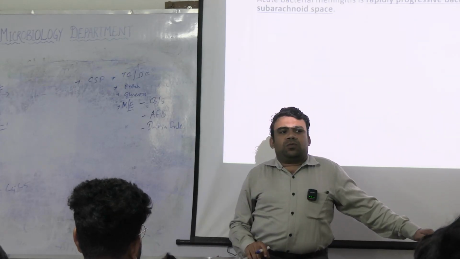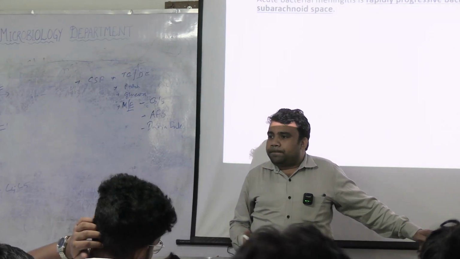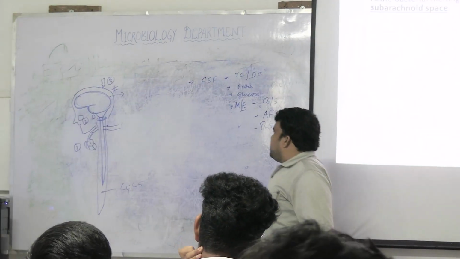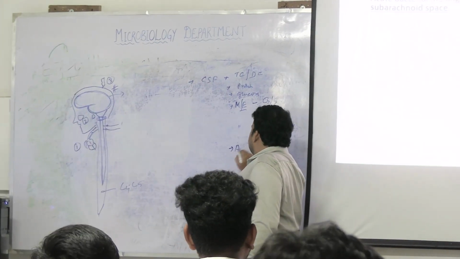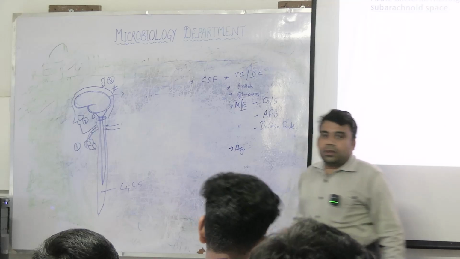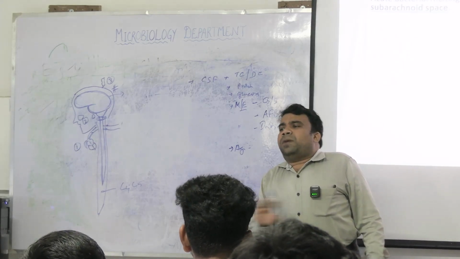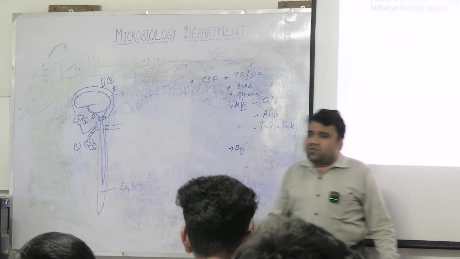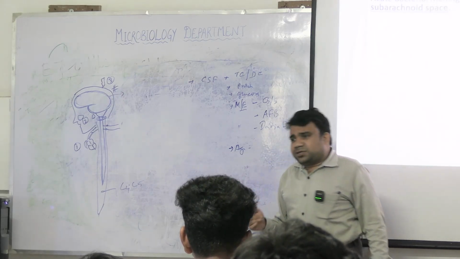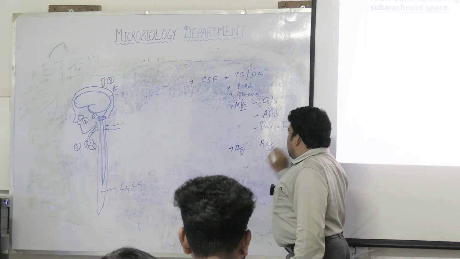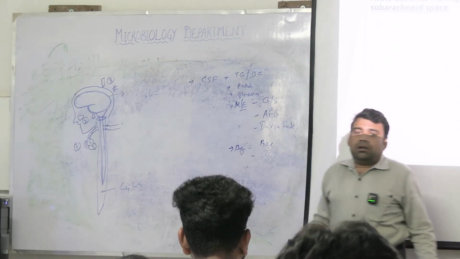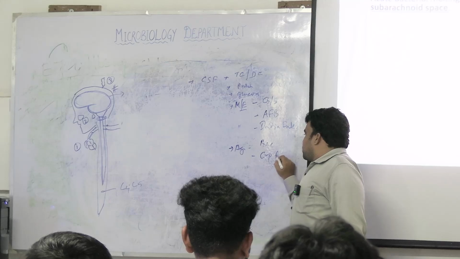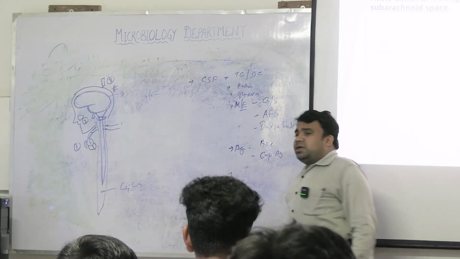After microscopy, what more can we do? We can go for antigen detection. What kind of antigen detection can we do? See, not all bacterial antigens may be present, but some of the bacterial antigens may be present, like Haemophilus influenzae, Neisseria. These bacterial antigens may be present. Then we can look for fungal antigens like cryptococcal antigen. Anything else?